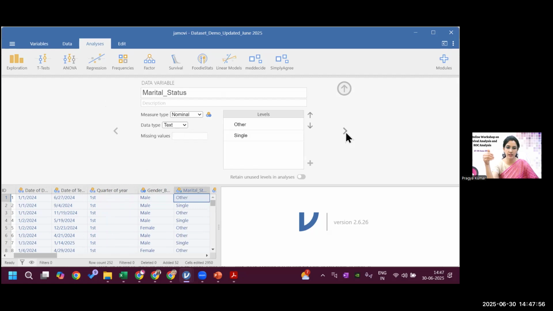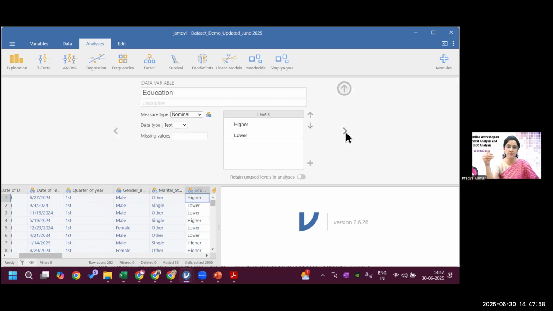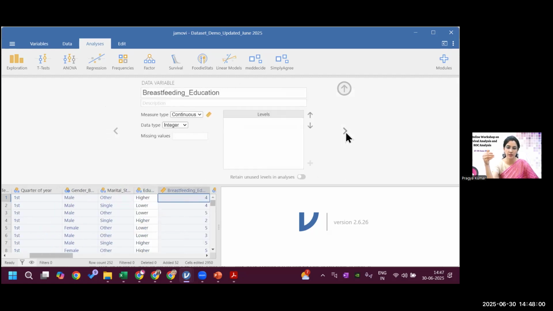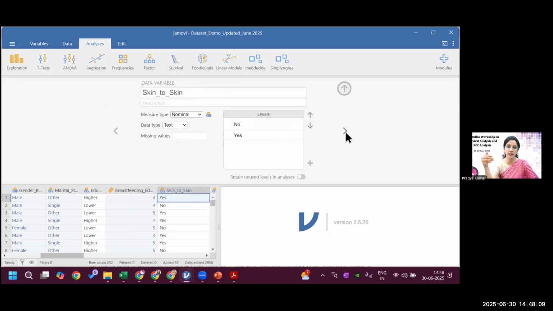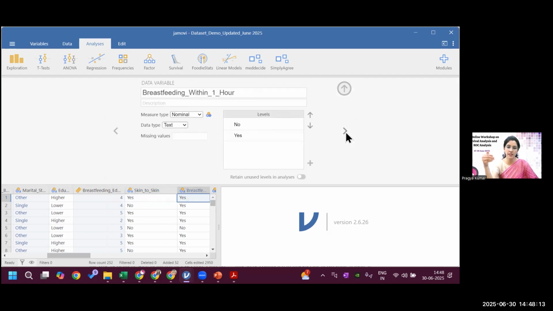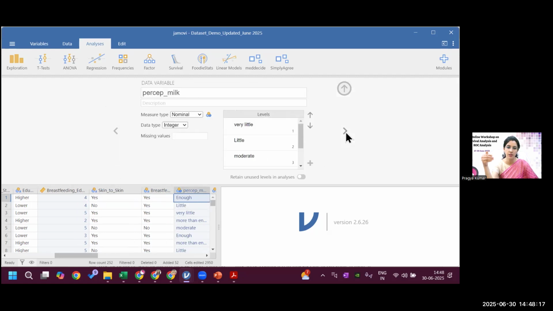Marital status, that is married and single. Education, higher and lower. Breastfeeding education is continuous, that means the number of hours of education sessions during the prenatal period. This is skin to skin contact, yes and no. This is breastfeeding within 1 hour, which is the early initiation of breastfeeding, yes or no.